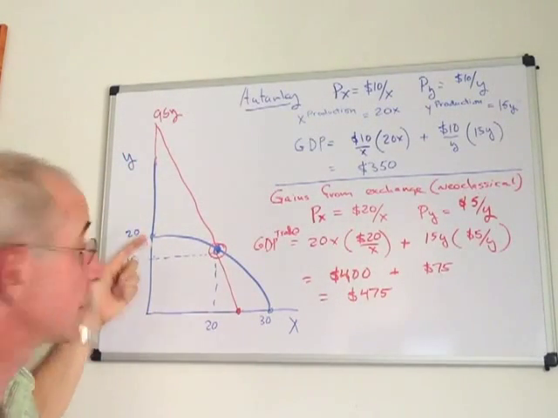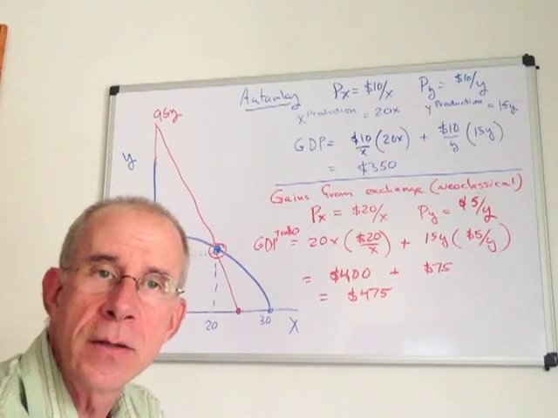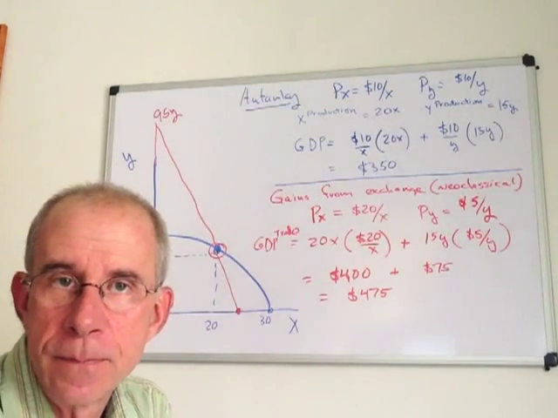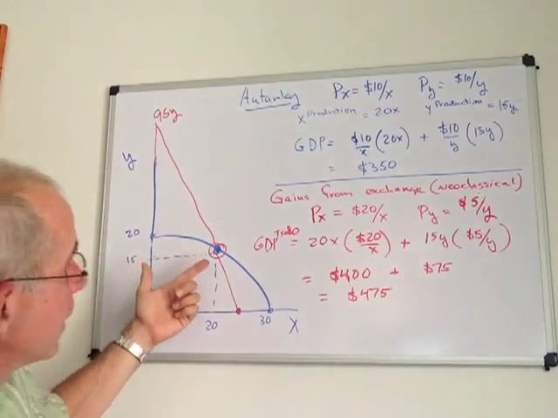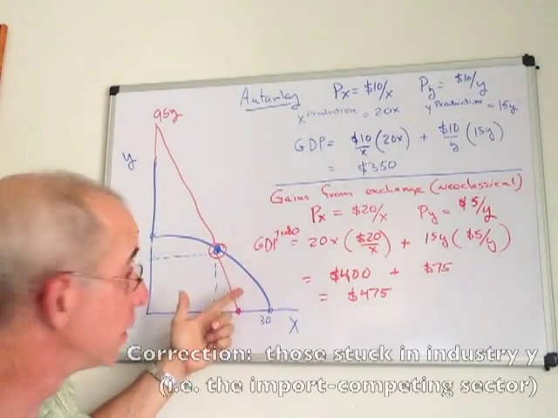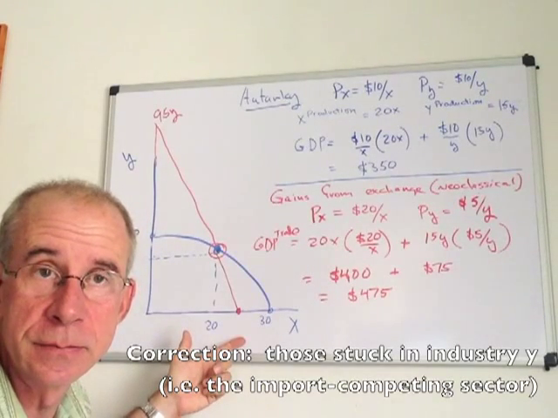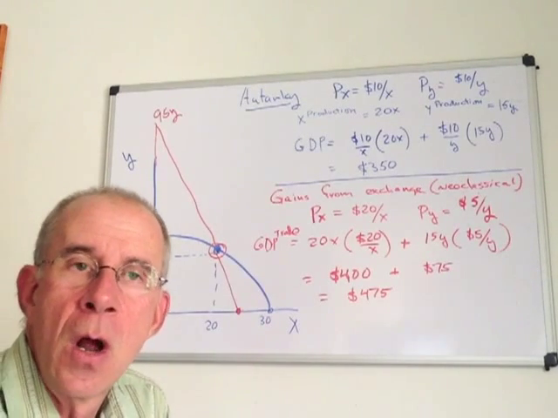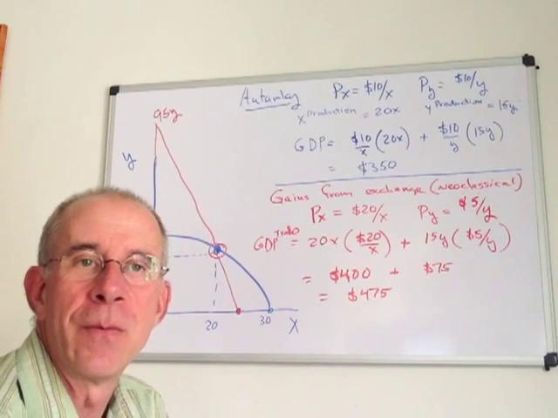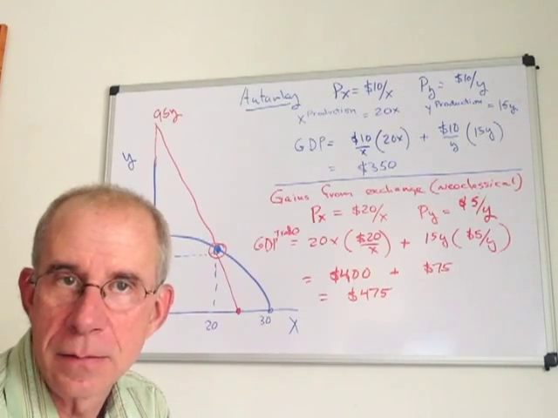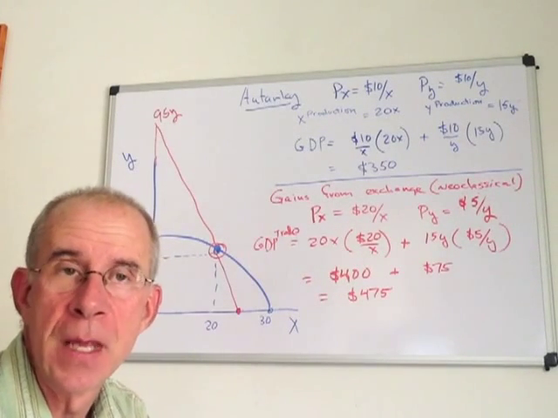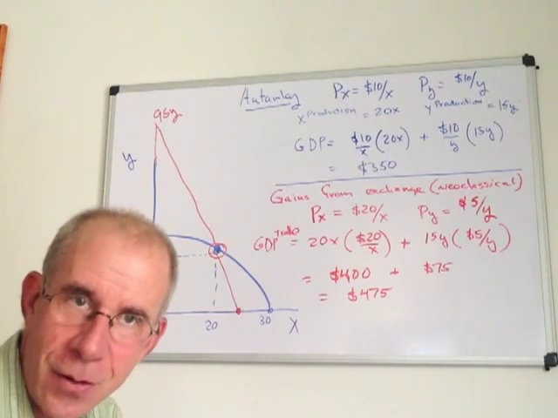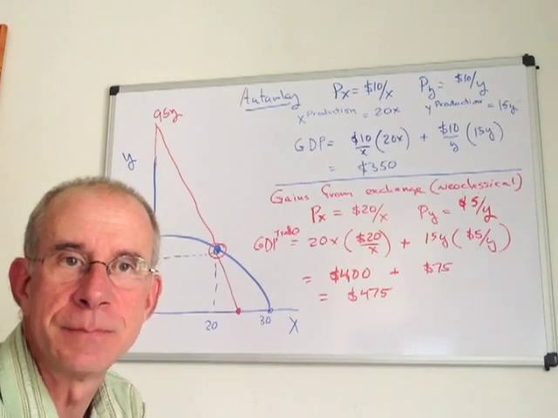Now, having higher GNP, and for that matter, having this possibility of being able to consume 95Y instead of a maximum of 20Y in autarky, is possibly irrelevant for some members of the economy. If you think about it, those people who are stuck in the industry X, the workers, the capital owners, the people that can't move out of the sector, don't get advantages from this new opportunity to sell X on the international market. So the import competing sector, Y, gets hurt. The export sector, X, benefits.